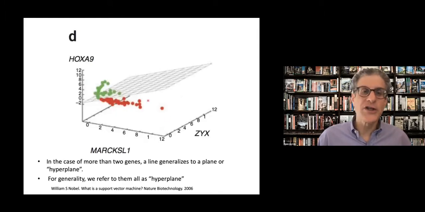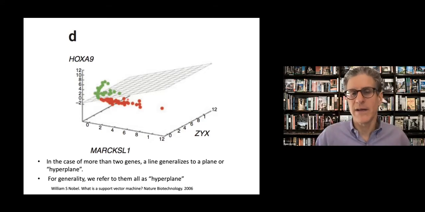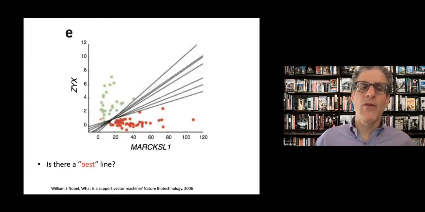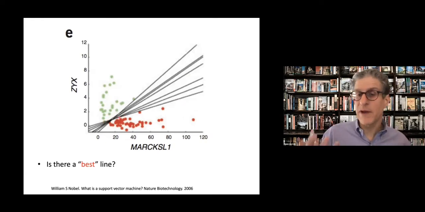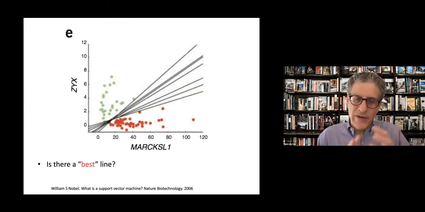Now, if we had three genes, so now we have the two original genes and we have a third gene, we could make a plane. And like I said, in higher and higher dimensions, this will be a hyperplane, in many, many dimensions. But this is the basic idea. Now, the question, of course, is, is there a best plane or line to draw? Now, the Fisher method provides a particular recipe for constructing that plane. The support vector machine has a slightly different way of going about this, but it's a way that I think generalizes to more developed boundaries in a better way.